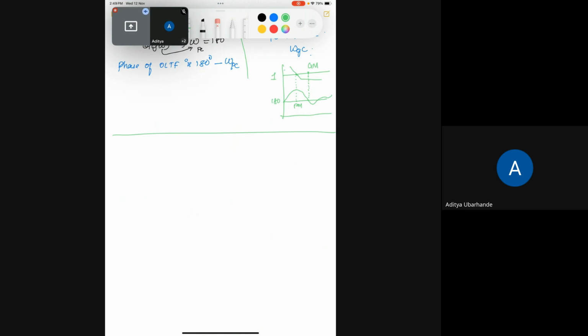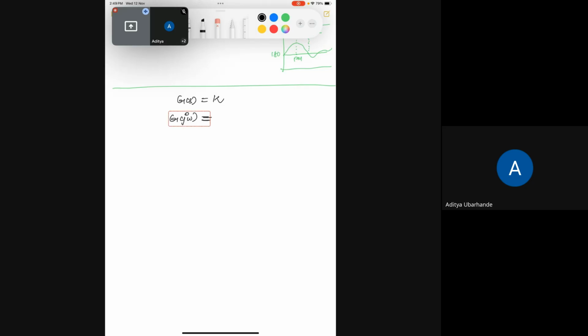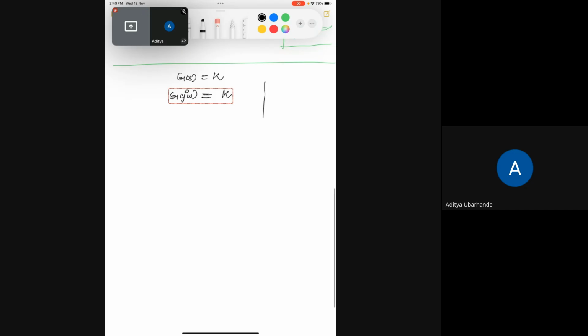So I want to start off with basic things. I will just give you one transfer function, G of s is equal to K. Can you say how the Bode plot would look like? The first step is always replacing s with j omega. So G of j omega is again K, there is no s term there. Now, let's take the magnitude first, how the magnitude of the Bode plot will look like.